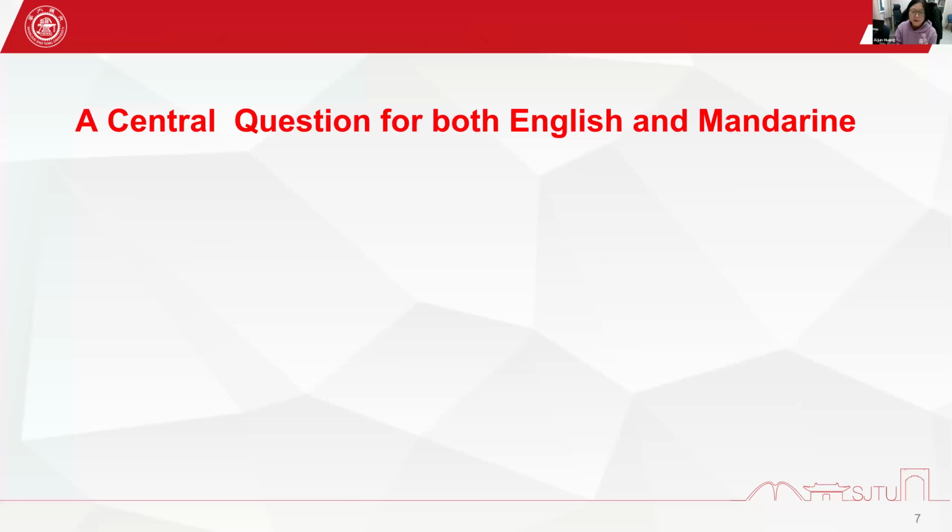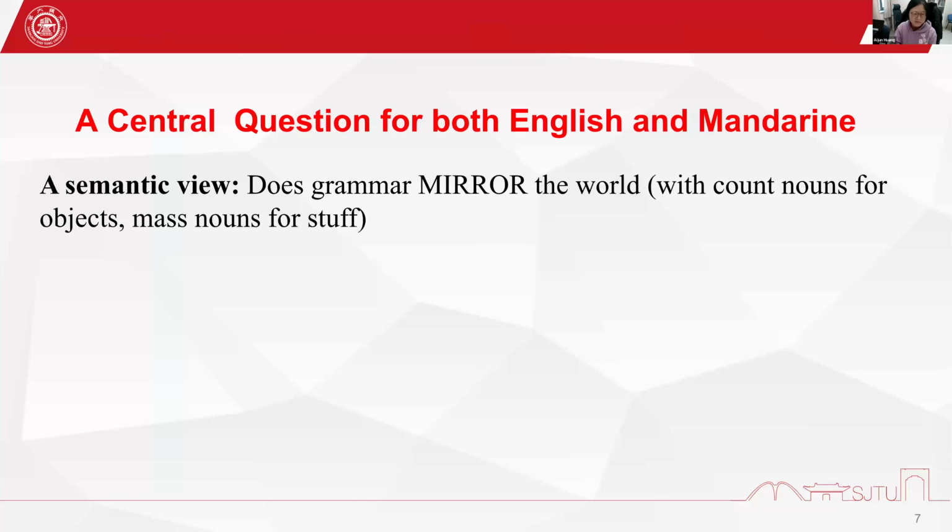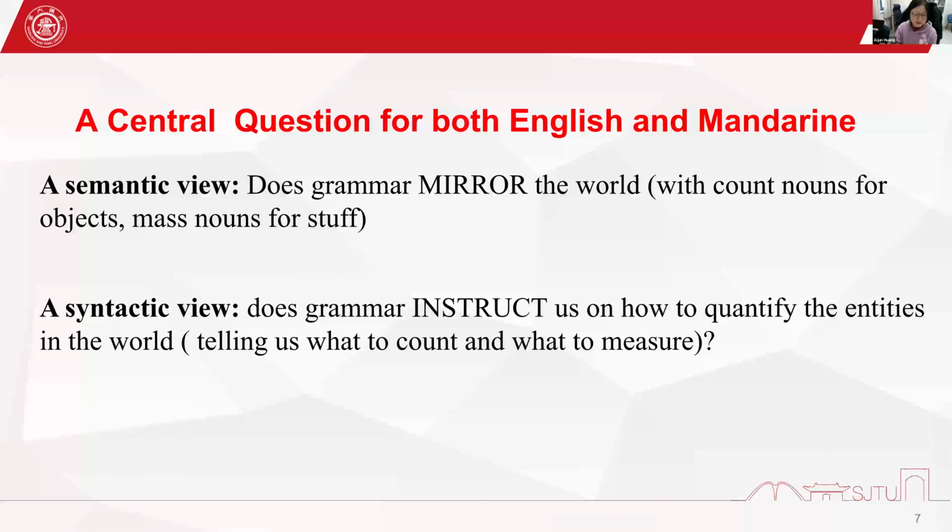For both English and Mandarin, we have a central question. The first question is, does the grammar mirror the world, with count nouns referring to objects and mass nouns referring to stuff? This represents a semantic view on the count-mass issue. Alternatively, we ask, does grammar instruct us on how to quantify the entities in the world, telling us how to count, what to count, and what to measure with grammatical markers? This represents a syntactic view on the count-mass issue.